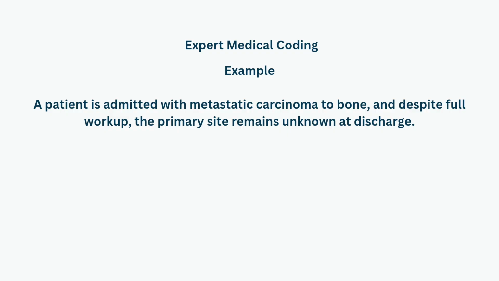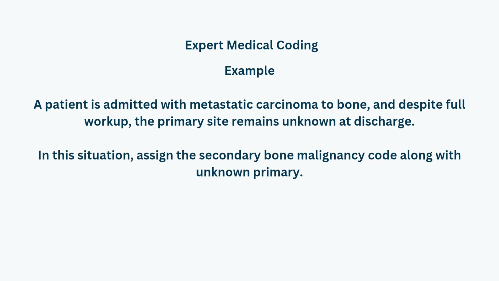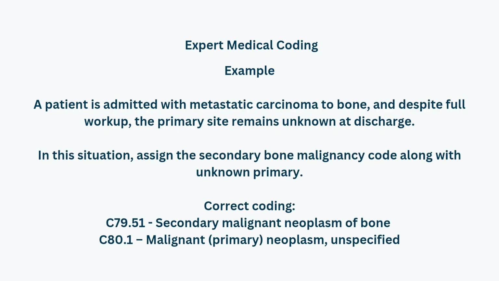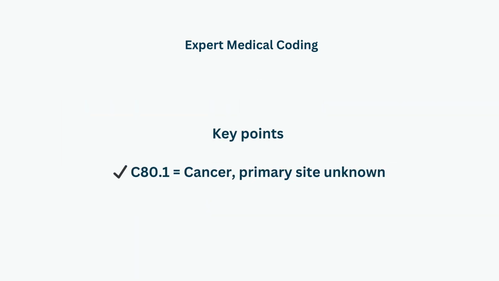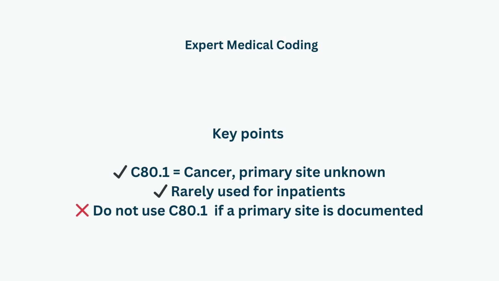A patient is admitted with metastatic carcinoma to bone, and despite full workup, the primary site remains unknown at discharge. In this situation, assign the secondary bone malignancy code along with unknown primary. So the correct coding here will be C79.51 for secondary malignant neoplasm of bone and C80.1 for malignant primary neoplasm unspecified. So here are the key points. Assign C80.1 when the cancer, that is the primary site, is unknown, it is rarely used for inpatients, and do not use C80.1 if a primary site is documented.